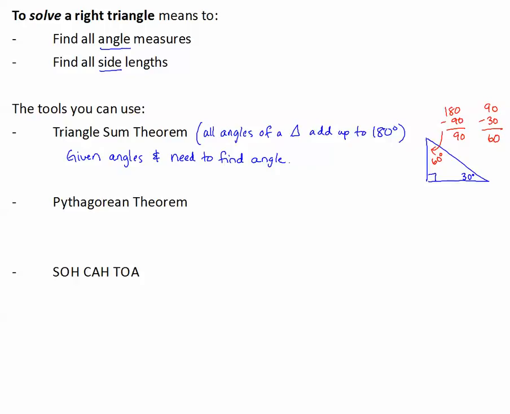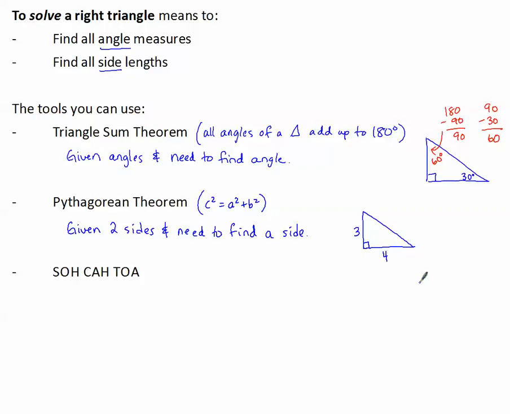Pythagorean theorem, we know what that looks like. C squared equals A squared plus B squared, only for right triangles, but that's what we're talking about today, solving a right triangle. This is when we are given two sides and need to find a missing side. For example, here's a right triangle. We're given this side is 3 and this side is 4, and we don't know how much this side is right here. So we use our Pythagorean theorem, and then of course if we know our triples, we use that.